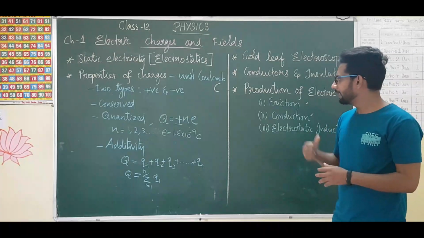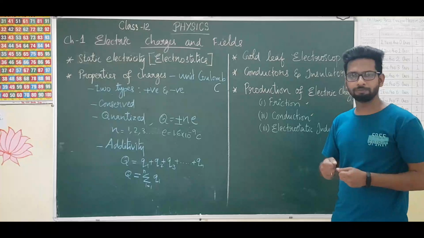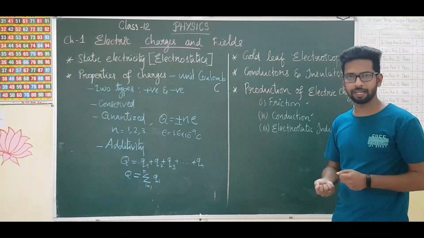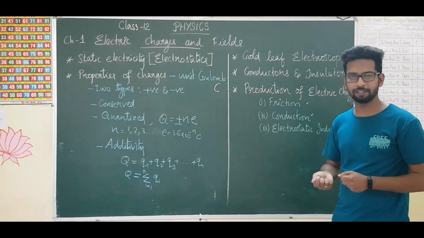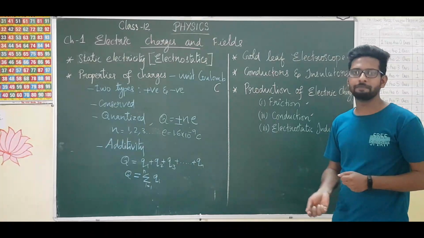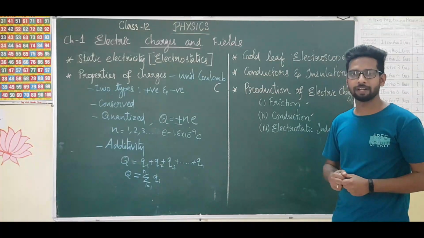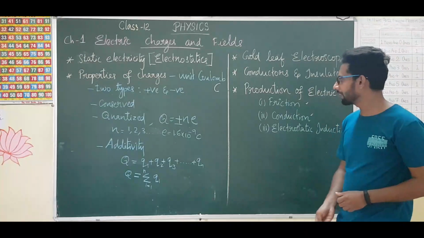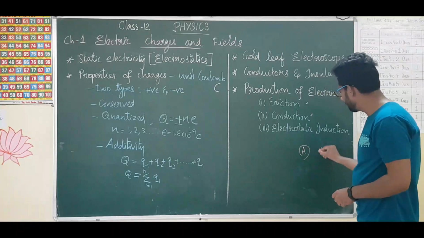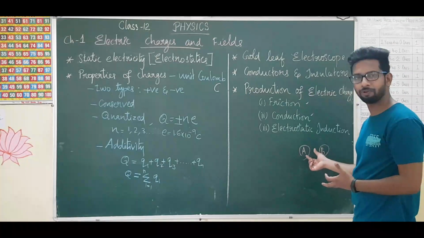Okay, then what do you mean by frictional electricity? When you rub two objects against each other, one object becomes positively charged and the other object becomes negatively charged due to the transfer of charges, the transfer of electrons. The body which loses electrons becomes positively charged and the body which gains electrons becomes negatively charged. For example, there are two bodies A and B. You are rubbing A and B together. Then both the objects will acquire charges.